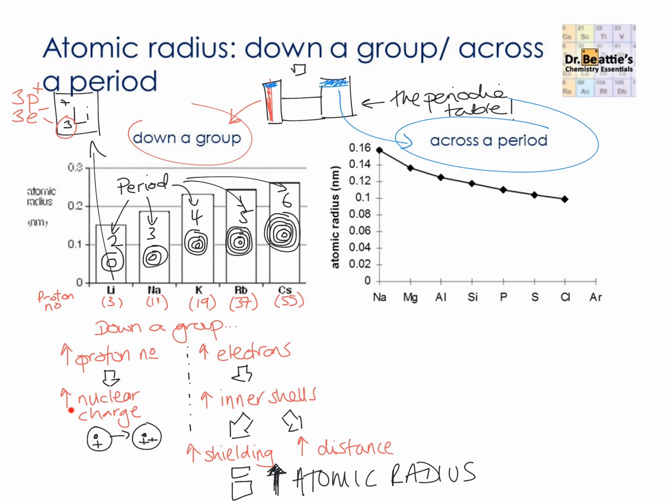Now it's important to note, we started discussing earlier that we do increase the proton number, and so we increase the nuclear charge, and so the positive charge within the nucleus. And that would lead to a decrease in distance, because the outermost electron and the nucleus are more attracted together.